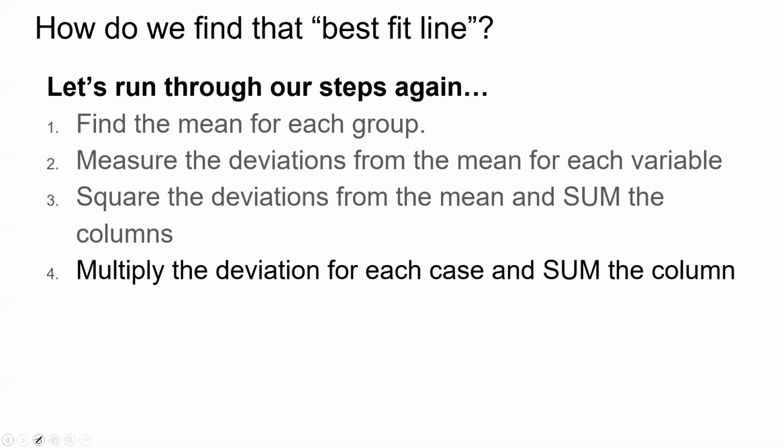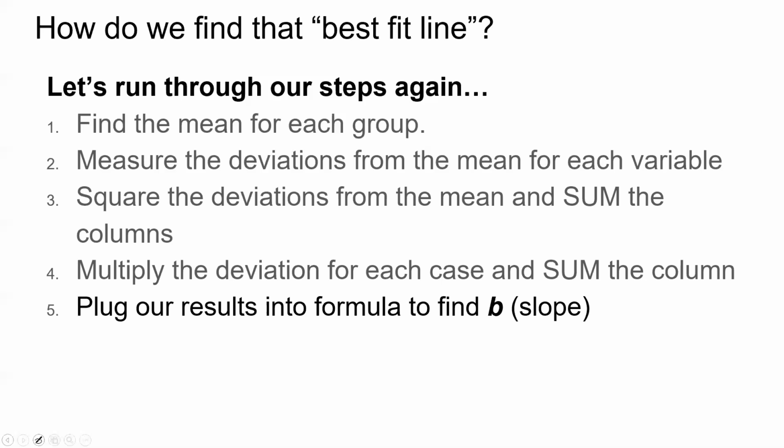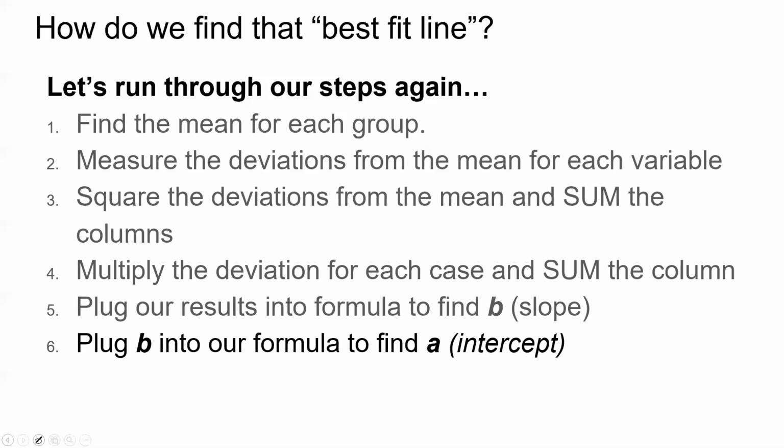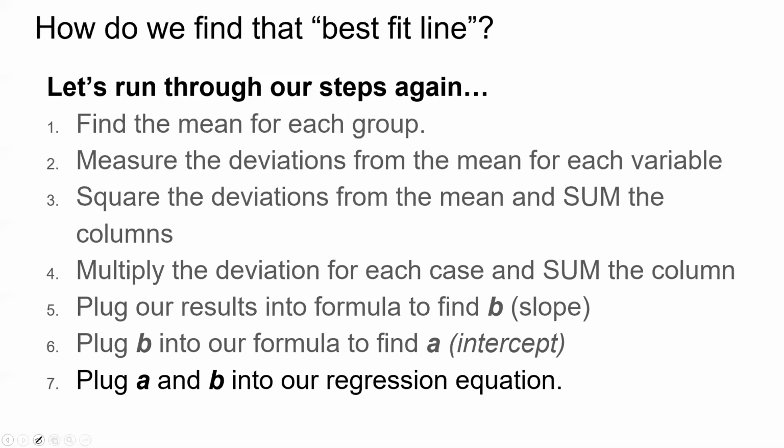Don't worry if you're kind of getting lost. I'm laying out the steps for you so you can go back and look at it later. But we're going to run through each piece of it together in this example. Then we're going to plug our results into our formula to find the slope, to find B. Then we're going to take our B value that we calculated and plug it into the formula to find our intercept value, our A. And then we're going to plug A and B into our regression equation. Okay, so that's the 7 steps that we're going to follow for running linear regression.